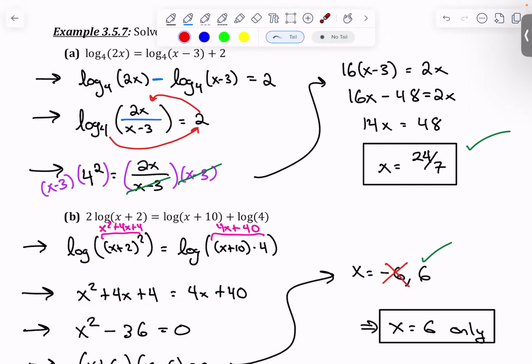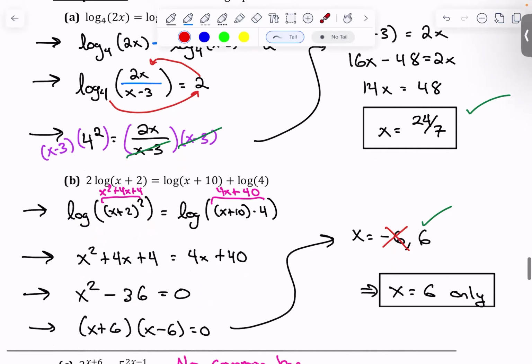Bring everything to one side, you get x squared minus 36, which is a difference of squares. So we factor it, x plus 6 times x minus 6. That gives me 2 different possible solutions, -6 and +6. But if you plug in -6 into this, you get a negative number, which does not work. It works here, -6 works in the right-hand side, but that's not enough. It needs to work everywhere. So -6 is out, but +6 works, which gives us x equals 6 only.